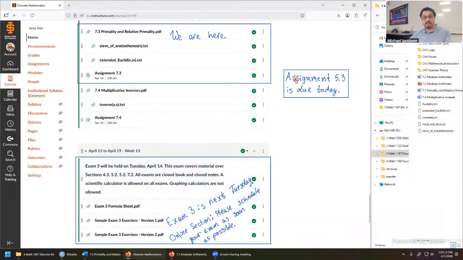Next thing we have going on is assignment 5.3. This one's on strong induction and is due today, and we're starting section 7.3. I think we did actually start it a little bit. We did one problem, approximating the number of primes. We're going to talk a little more about primes, but our major discussion is going to be relative primality, or relative prime integers.